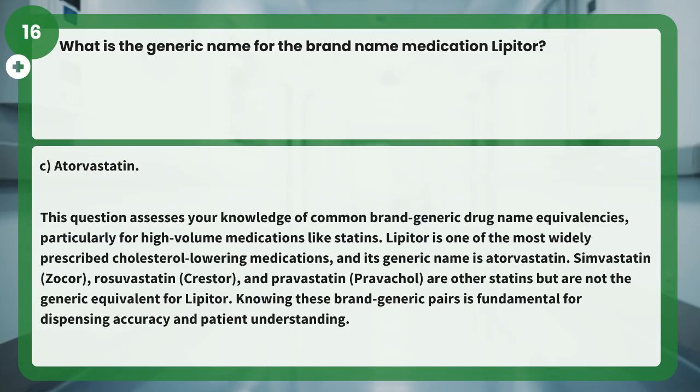Answer C. Atorvastatin. This question assesses your knowledge of common brand-generic drug name equivalencies, particularly for high-volume medications like statins. Lipitor is one of the most widely prescribed cholesterol-lowering medications, and its generic name is atorvastatin. Simvastatin, Zocor, rosuvastatin, Crestor, and pravastatin, Pravachol are other statins but are not the generic equivalent for Lipitor. Knowing these brand-generic pairs is fundamental for dispensing accuracy and patient understanding.